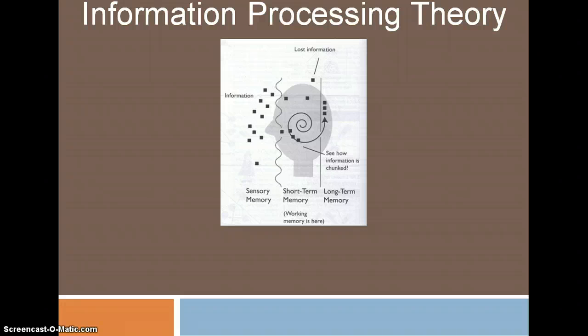In the information processing theory, sensory memory receives stimuli, and during the brief interaction determines if information should be placed in short-term memory. In this theory, short-term memory also houses working memory. Once placed in short-term memory, information is processed by recalling knowledge. As information becomes meaningful, it transitions to long-term memory.